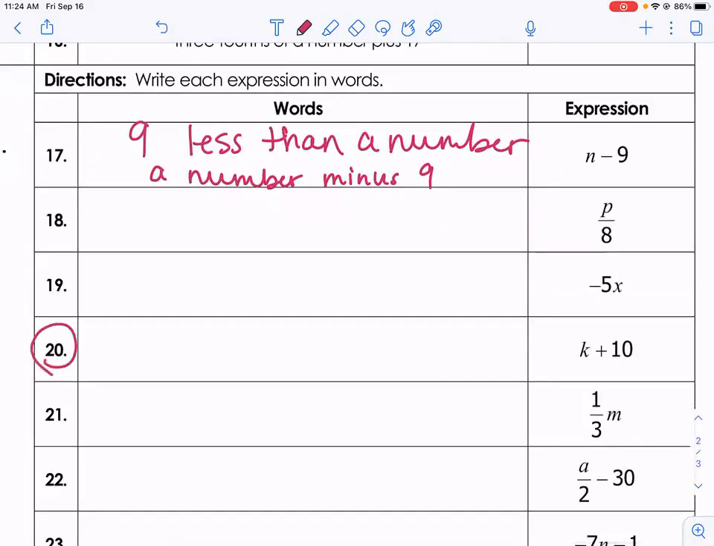Okay, look at number 20. K plus 10. Trent, how could we write that? K plus 10. How could we describe that? The sum of a number and 10. Done.